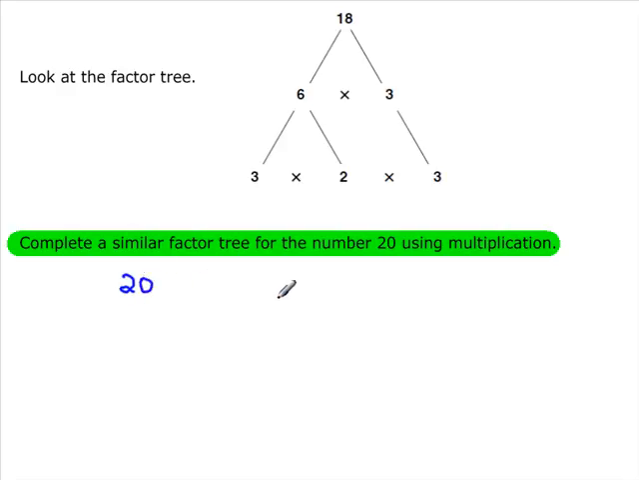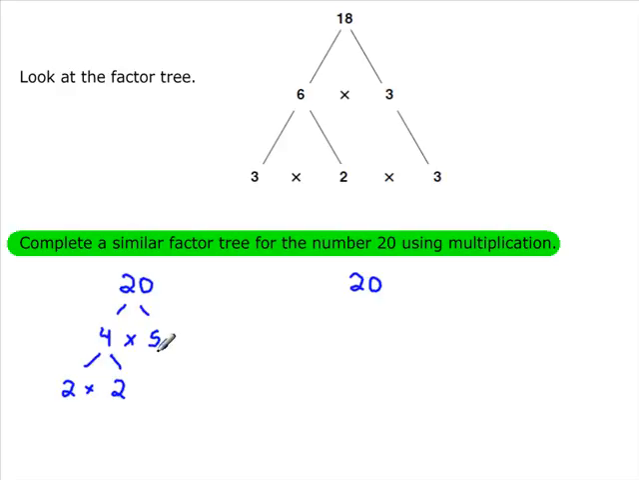And I'm actually going to show this two ways, but you would only need to do one of these. So let's start with 20. Let's see, one factor pair for 20 would be, say, 4 times 5. And you can put the times in here, it's kind of optional. And then, let's see, 4, is that prime? No. 4 can be broken down into the product of 2 times 2.